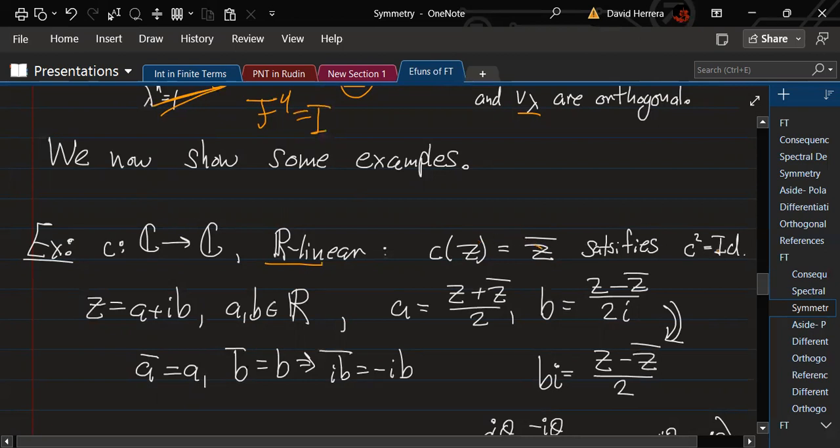You also know that C squared is the identity, because if you do it twice, it undoes itself. So if you had z equals a plus ib, this is actually a thing that you're very familiar with: z can be broken up as a plus ib, where a and b are real. Well, what does that actually mean? a is real means that it is its own complex conjugation. That's what a real number is. b is its own complex conjugation. Now, this ib thing here says that if you take the conjugation of ib, that's negative ib.